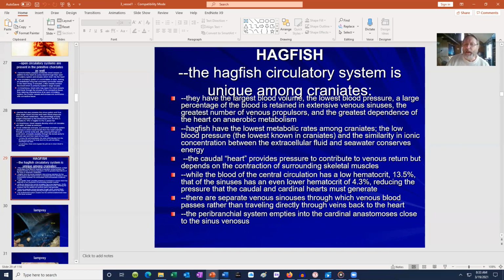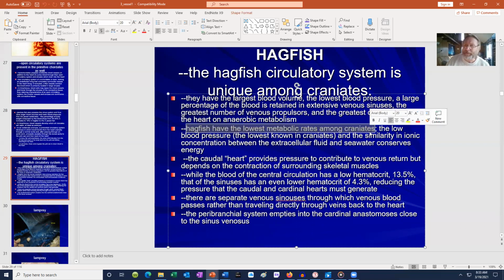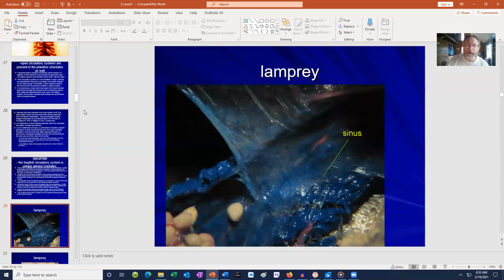As a result, hagfish are not very active. They have the lowest metabolic rates among the craniates. And so hagfish are certainly unique.